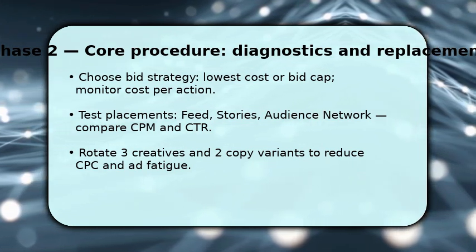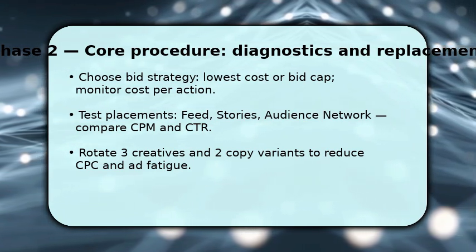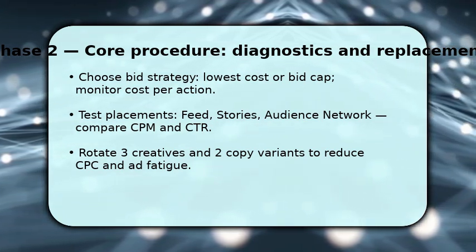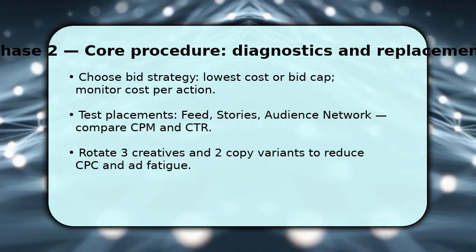Finally, rotate creative and copy variants to improve relevance score and lower CPC. You're optimizing both the auction signal and user engagement simultaneously, which directly reduces average spend.